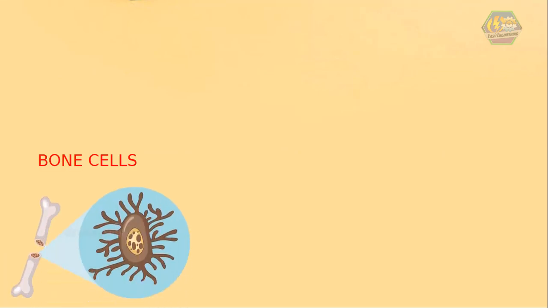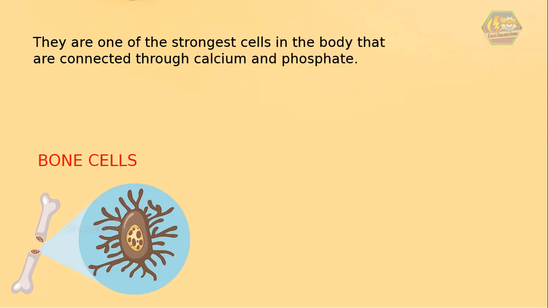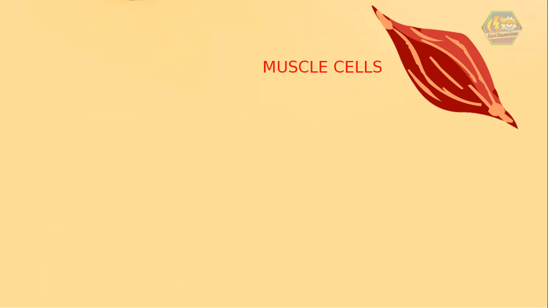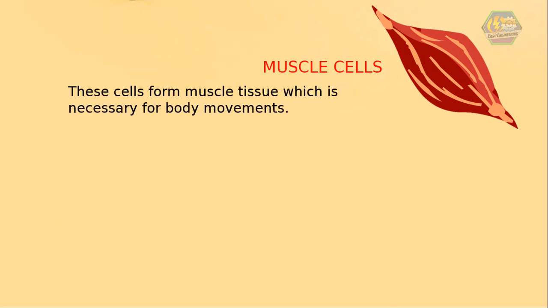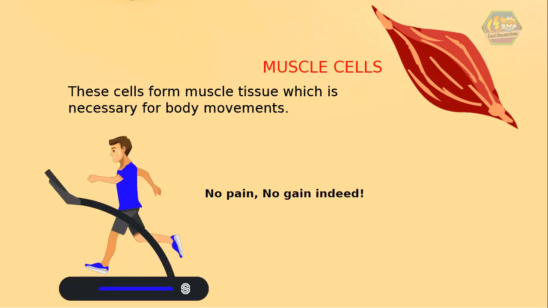Next are the bone cells. They are one of the strongest cells in the body that are connected through calcium and phosphate. They give our body strength. They make our bones grow and help keep calcium balanced. The muscle cells are one of the most important. These cells form muscle tissue, which is necessary for body movements. If you are working out, these cells get destroyed and replaced with more muscle cells. No pain, no gain indeed.